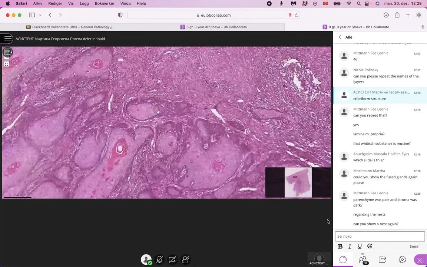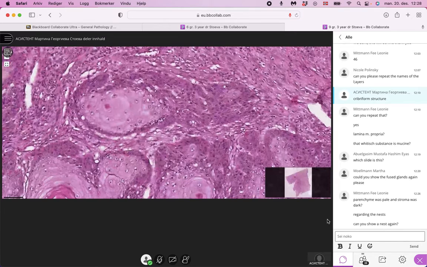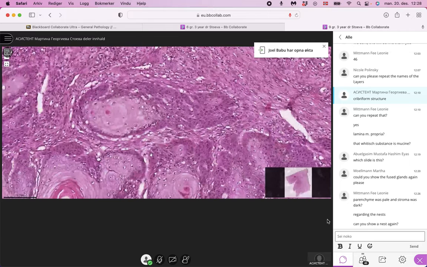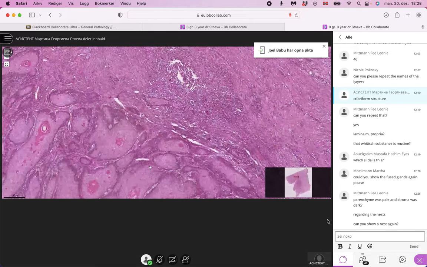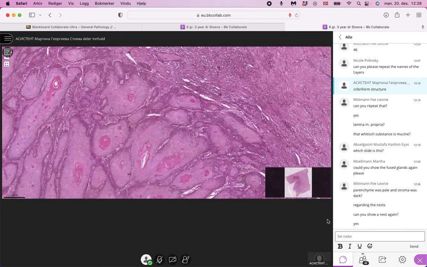Here there is another nest. This whole thing is a nest of cells. And then the stroma is pinkish, more pinkish, I would say. And it contains lymphocytes, these dots. Did you get it this time? Okay.